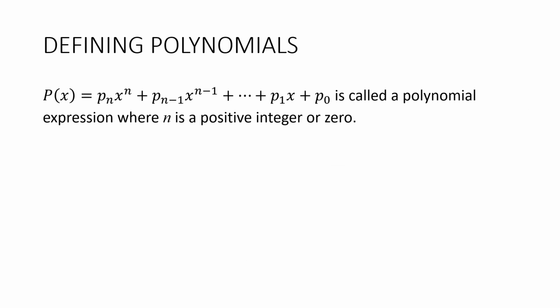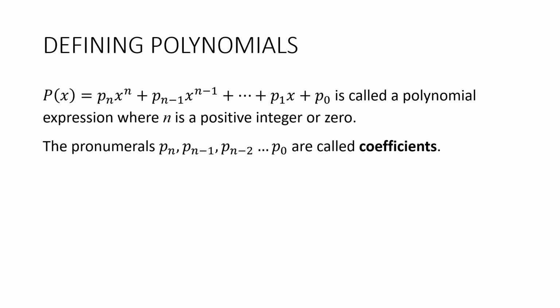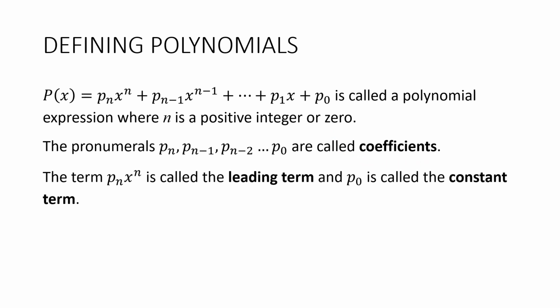So let's look at some of the language of polynomials. Now these numbers here, Pn, Pn minus 1, all the way down to P0, they're called coefficients, and you should be familiar with that. The term Pn x to the power of n is called the leading term, but it's not because it's first in the series, it's because it's the highest power of x. And P0 is called the constant term, and that's because it doesn't have an x. Now remember, x is a variable. It can take any value. Because this doesn't have an x, it stays constant.